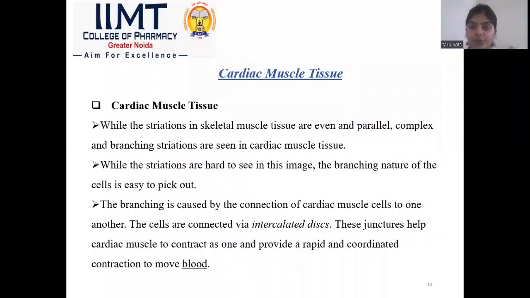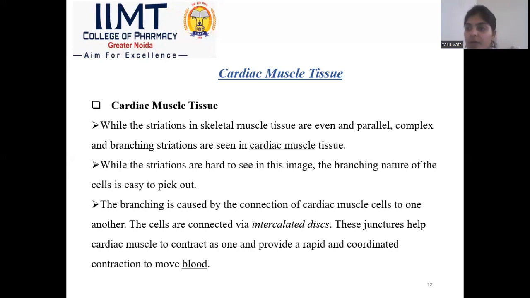Cardiac muscle tissue. Cardiac muscle tissue is found only in the heart. These muscle fibers are short, cylindrical, and branched. They are not under the control of our will. Striations in skeletal muscle tissue are even and parallel, and branching striations are seen in cardiac muscle tissue. The branching is caused by the connection of cardiac muscle cells to one another.